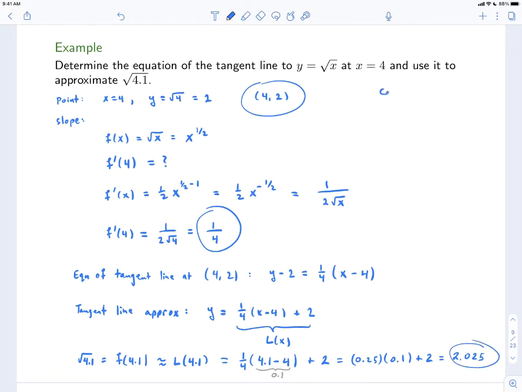And the calculator will give that the square root of 4.1 is approximately equal to 2.02485, which is not far at all from what we computed, 2.025. So that's not a bad approximation at all.